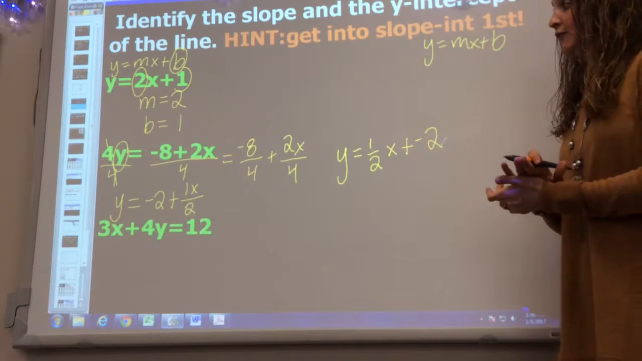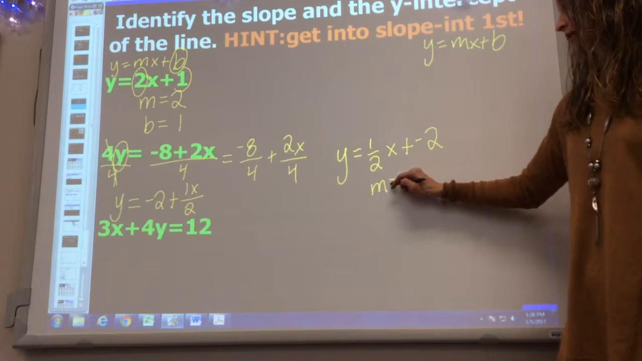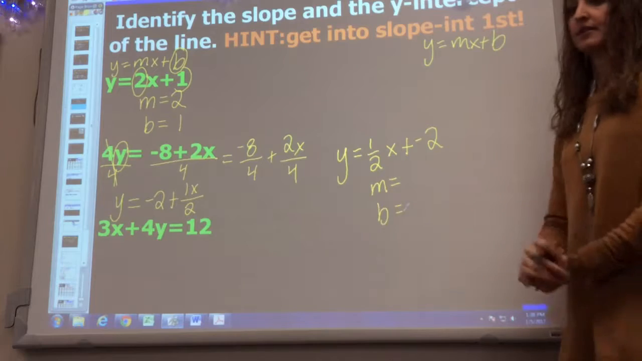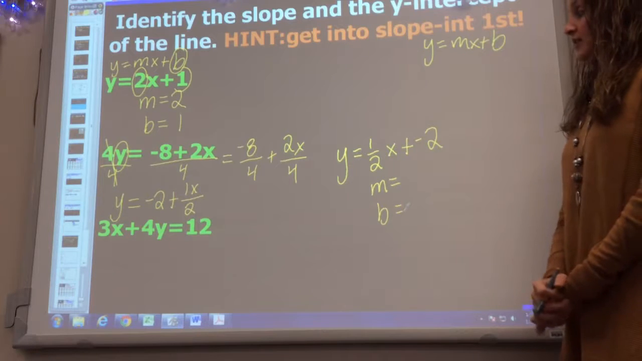So right now, I'm going to give you 30 seconds to write down what is our slope and what is our y-intercept. What is our slope and what is our y-intercept?